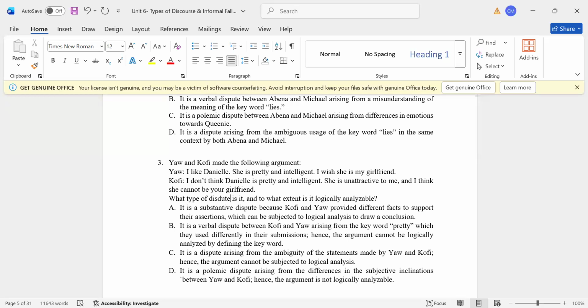So you see that the answer is D. It is a polemic dispute. And for polemic disputes, you cannot subject it to logical analysis. It is true for each of the parties.